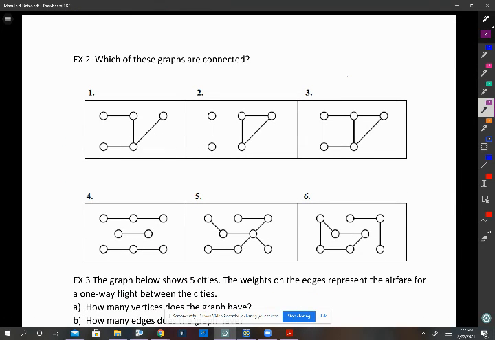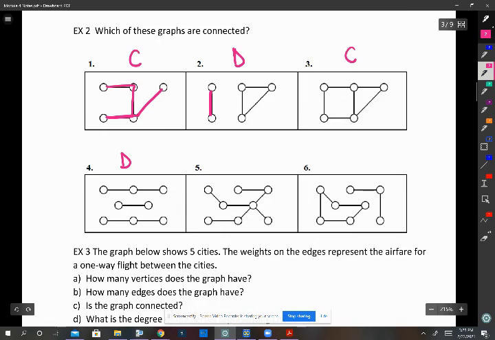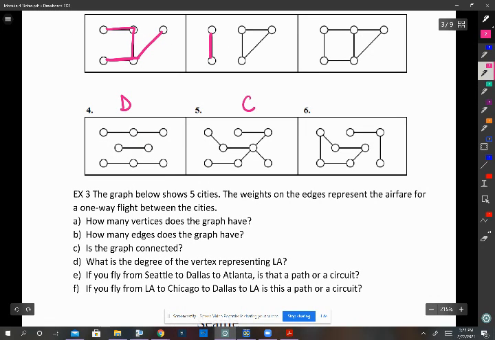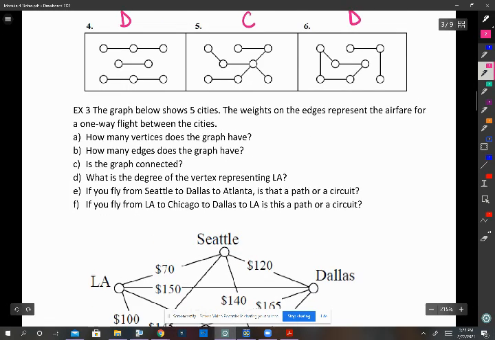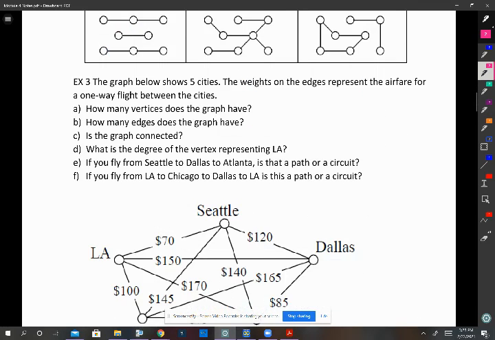Connected and disconnected. What I talk about is how you have to lift your pencil. So notice that I can go like this. I don't need to lift my pencil, so this would be an example of connected. But in order for me to go from this one over to the other one, I have to lift my pencil. So that's disconnected. So 3 is connected, 4 is disconnected, 5 would be an example of connected, and 6 would be an example of disconnected because you have to lift your pencil. They're not connected. So that's just the degree and the connectedness.